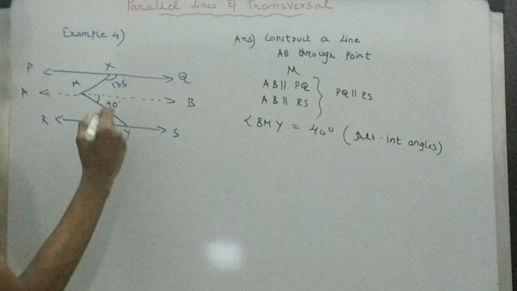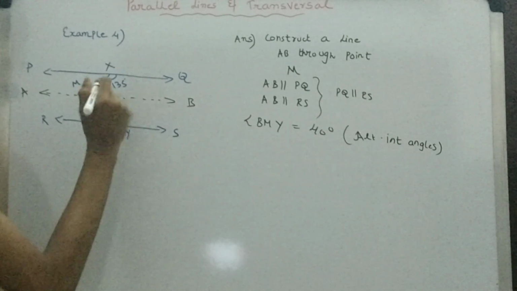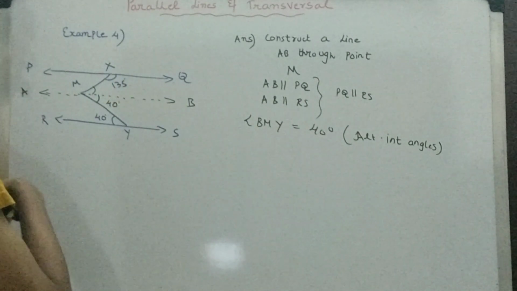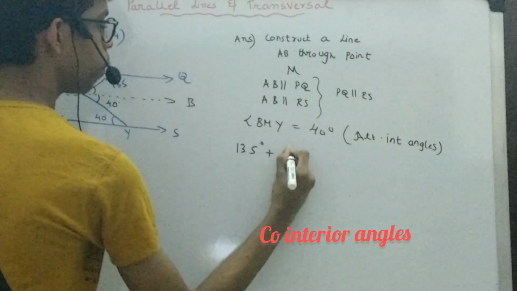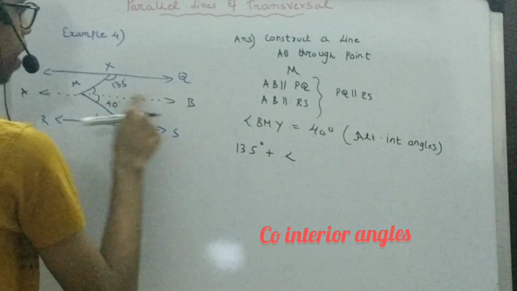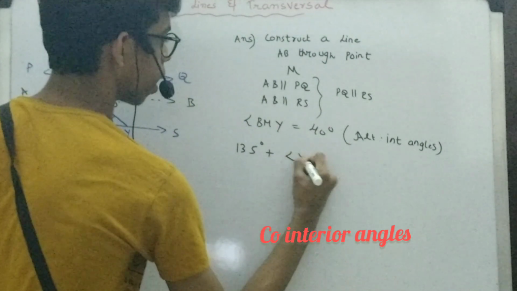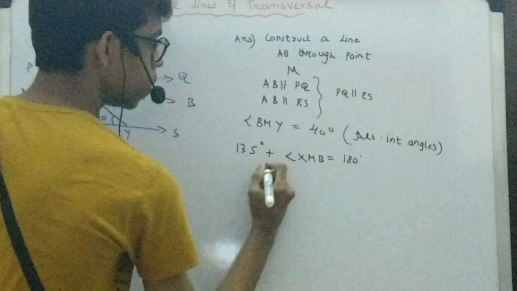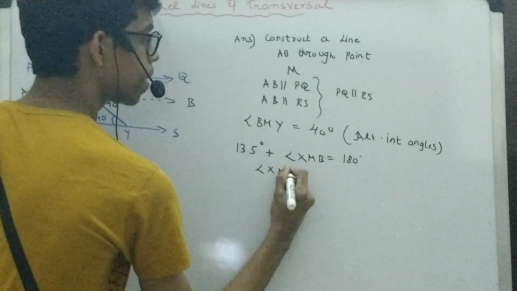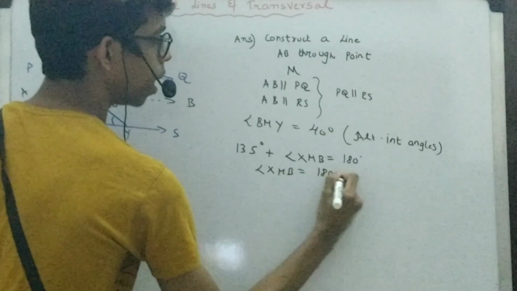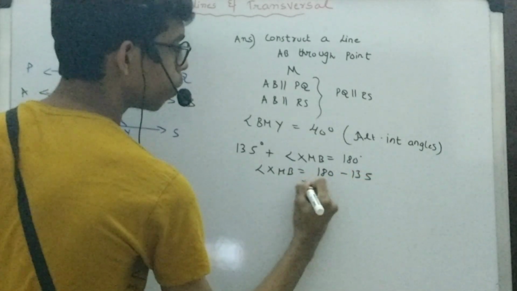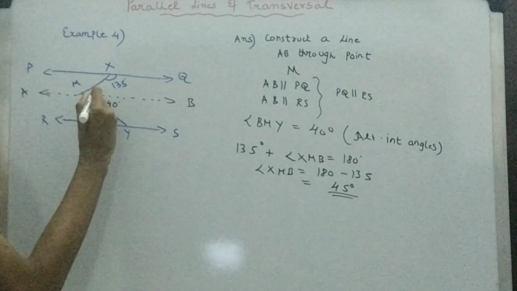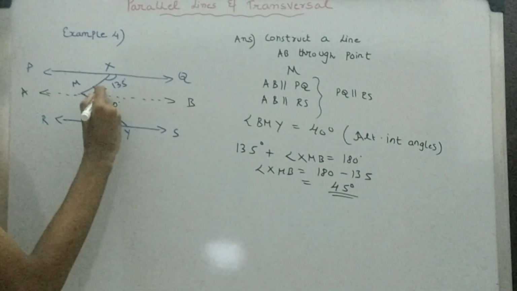Now if you see over here, this angle, that is your XMB angle, and this 135 degrees, 135 degrees plus angle XMB is equal to 180 degrees. So from here, angle XMB is equal to 180 minus 135, which is equal to 45 degrees. So this angle also you got as 45 degrees.